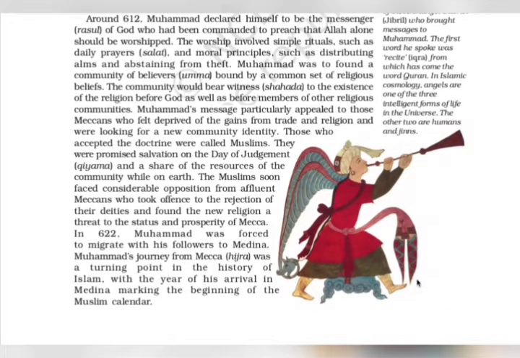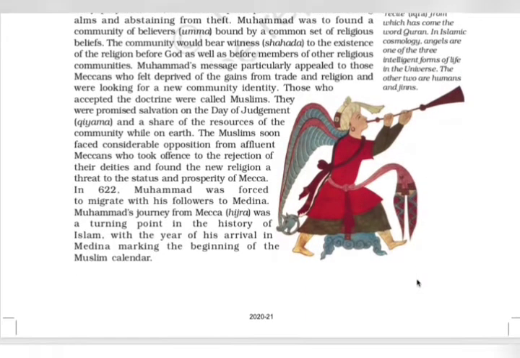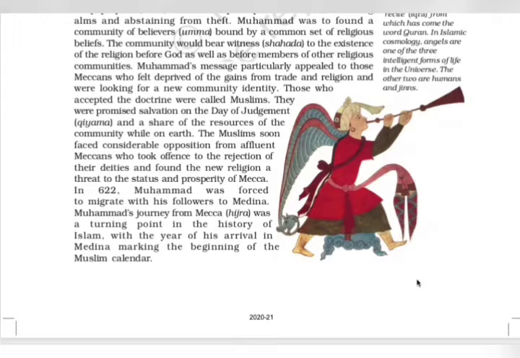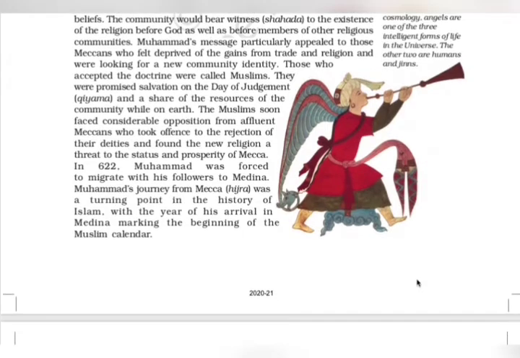Around 612, Muhammad declared himself to be the messenger, Rasul, of God who had been commanded to preach that Allah alone should be worshipped. The worship involved simple rituals such as daily prayers, salat, and moral principles such as distributing alms and abstaining from theft. Muhammad was to found a community of believers, Ummah, bound by a common set of religious beliefs. The community would bear witness, Shahada, to the existence of the religion before God as well as before members of other religious communities.